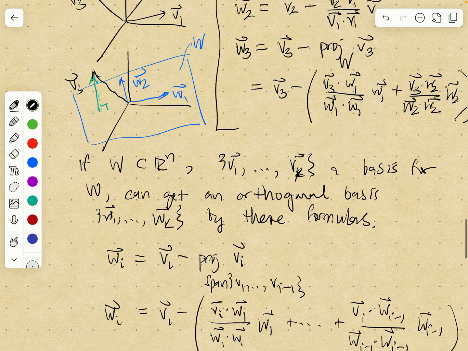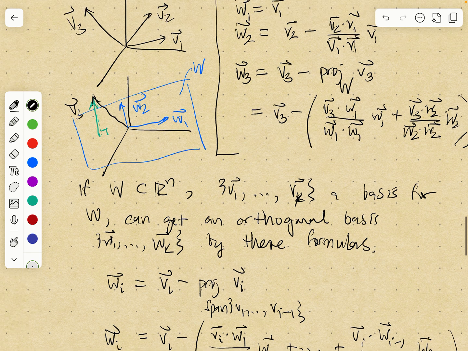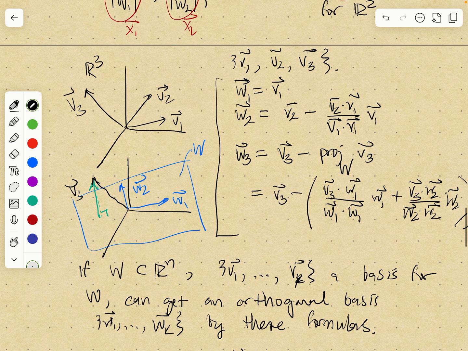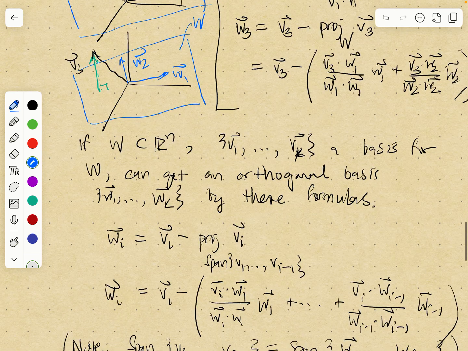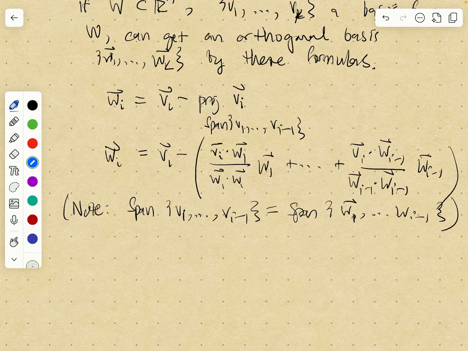Right? Because when we formed our W2 using V1 and V2, we just took a linear combination of V1 and V2. We didn't change the plane. So if you compare this picture of R3, the span of V1 and V2 is this plane. It's the same as the span of W1 and W2. All you did was change the V2 to vector W2 so that W1 and W2 are orthogonal. So that's an orthogonal basis for W.